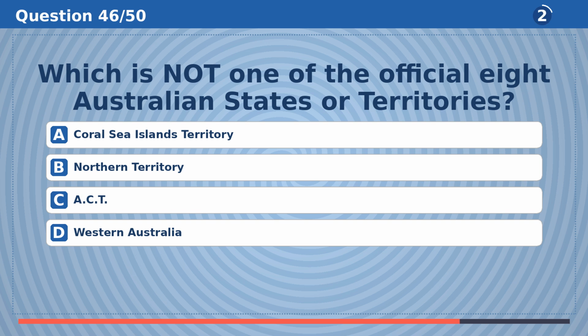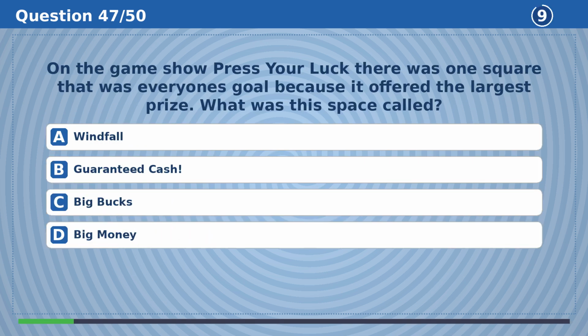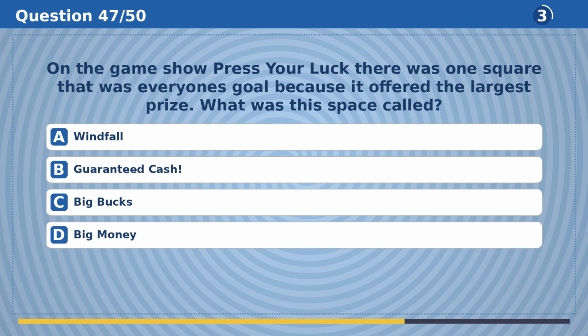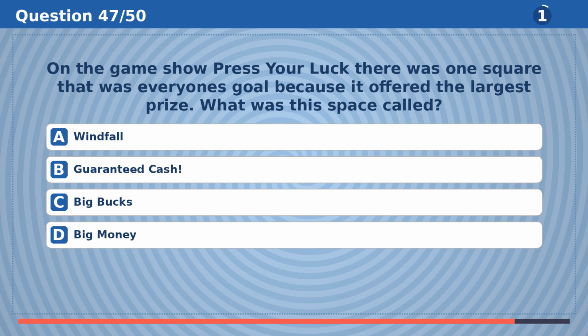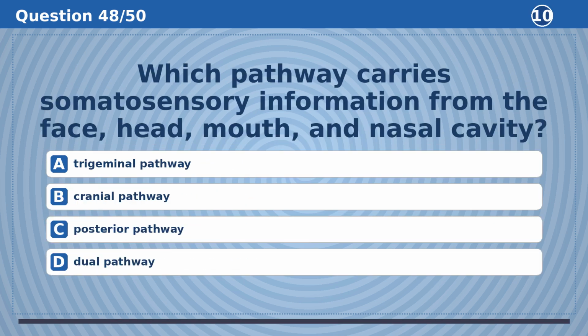Which is not one of the official 8 Australian states or territories? The answer is A, Coral Sea Islands Territory. On the game show Press Your Luck, there was one square that was everyone's goal because it offered the largest prize. What was this square called? The answer is C, big bucks.